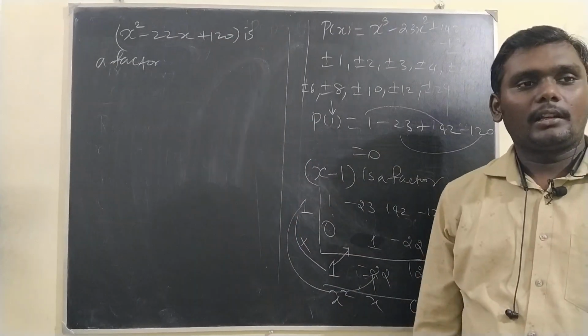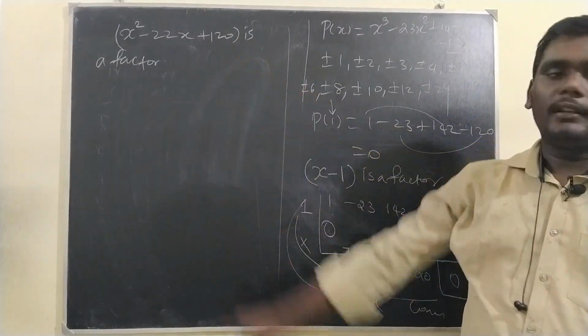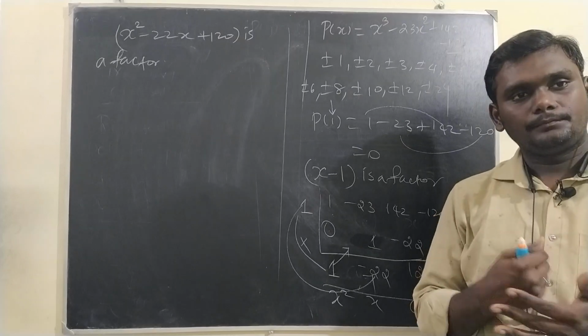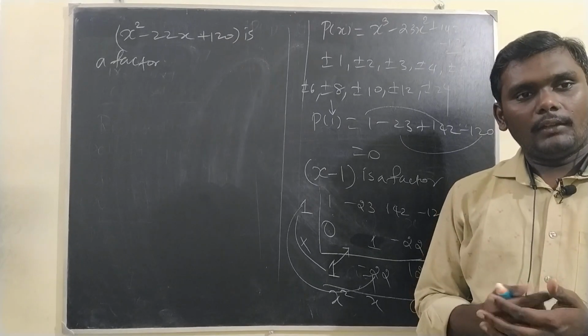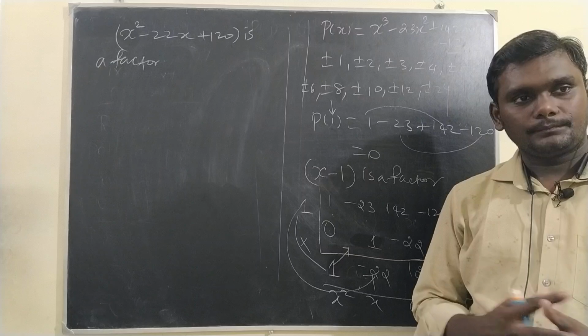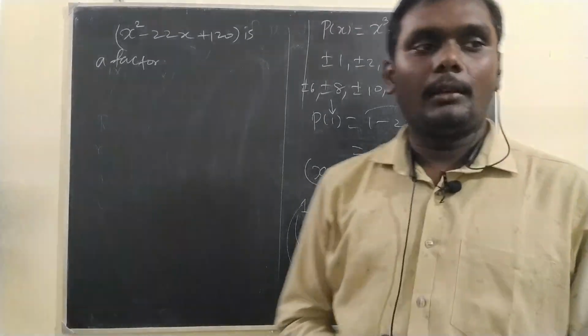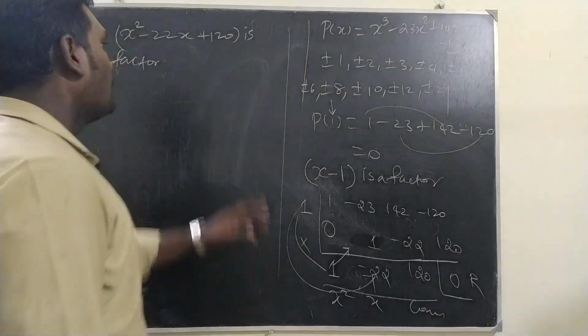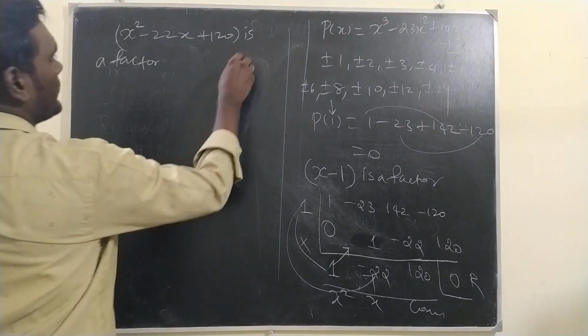Expressing the given polynomial as a product of linear factors. What kind of factor is it? Again, we have to represent this in the form of linear factors, so factorization should be done for this.